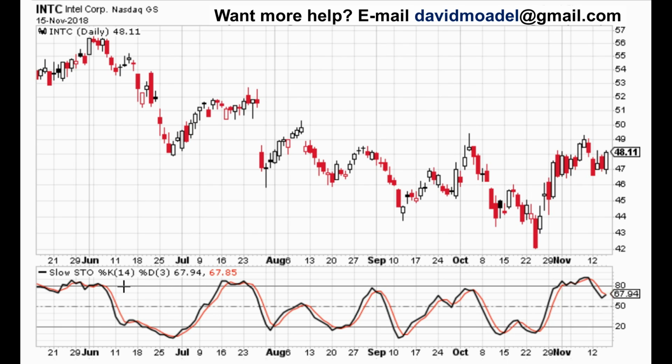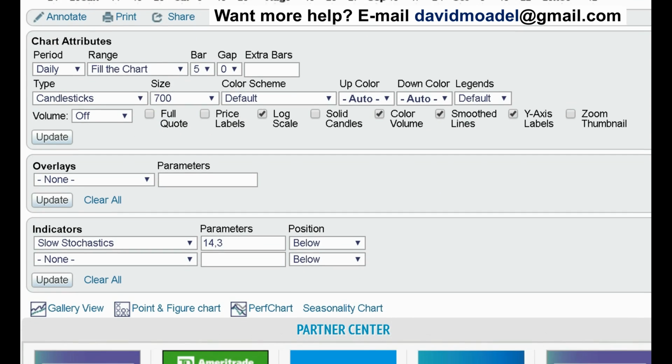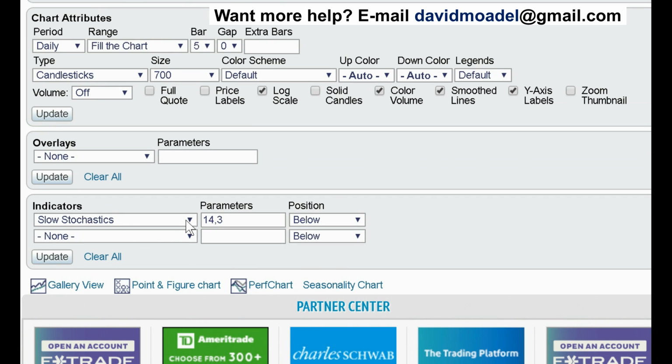It's a 3-day simple moving average of the K line, and the K line has a 14-day or 14-period look back period. But you can change that number, and you can change the D line's look back period for the moving average of the K line as well. I put it on the standard settings, 14 and 3, and that can be found on stockcharts.com. You just go down to indicators and put on slow stochastics. There's also a fast stochastics, we'll talk about that momentarily. But the default settings are 14 for the look back period for the K, and a 3-period look back period for the D.